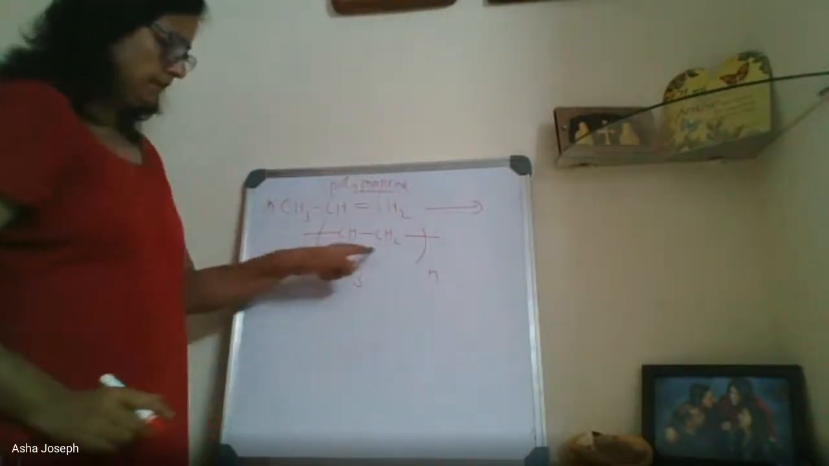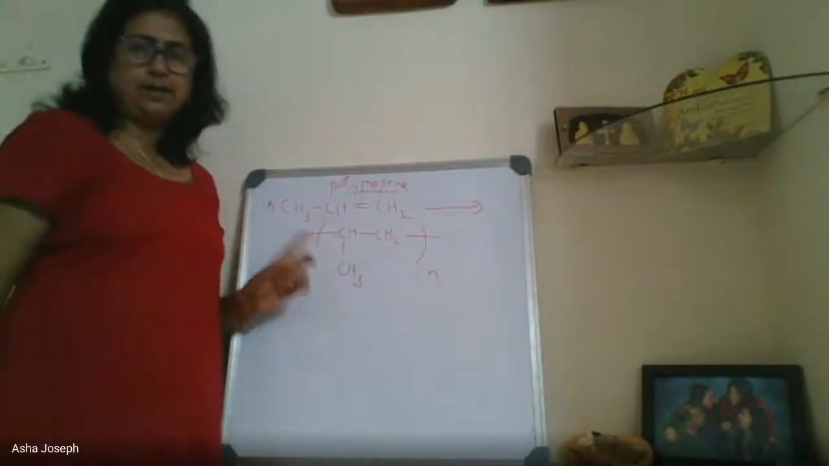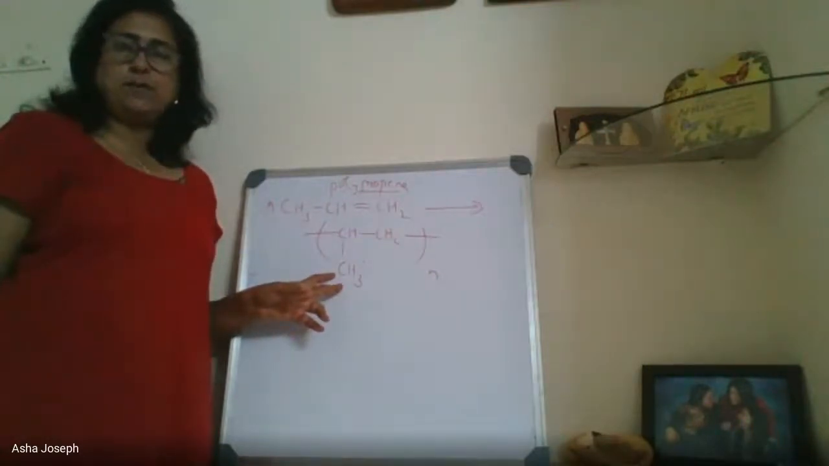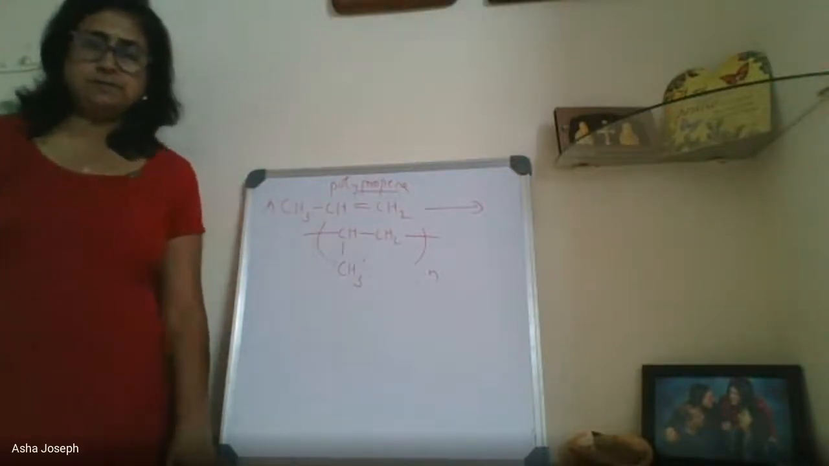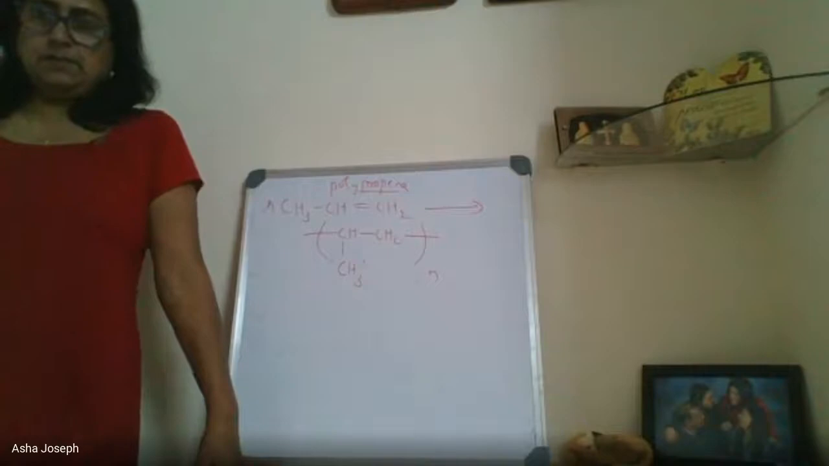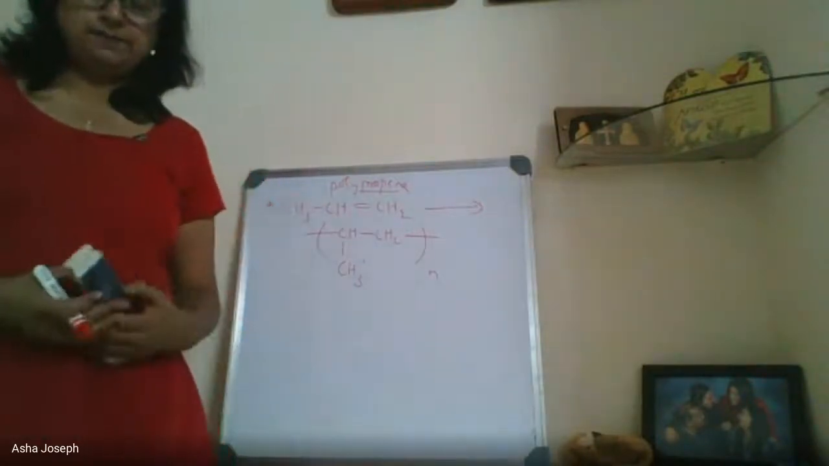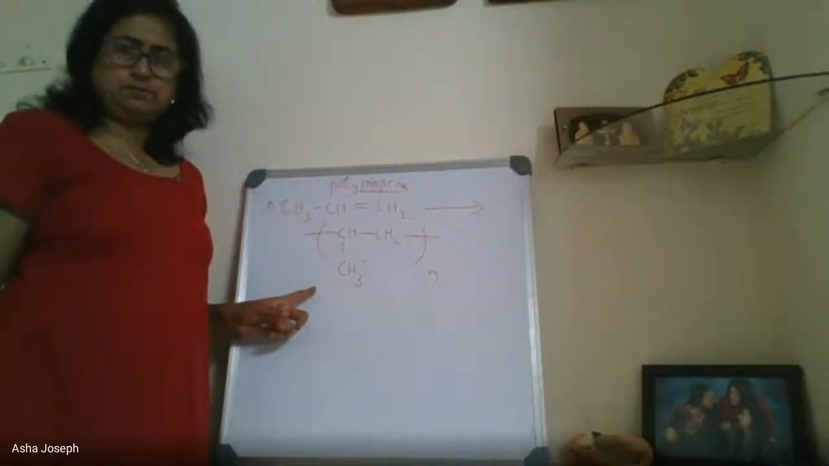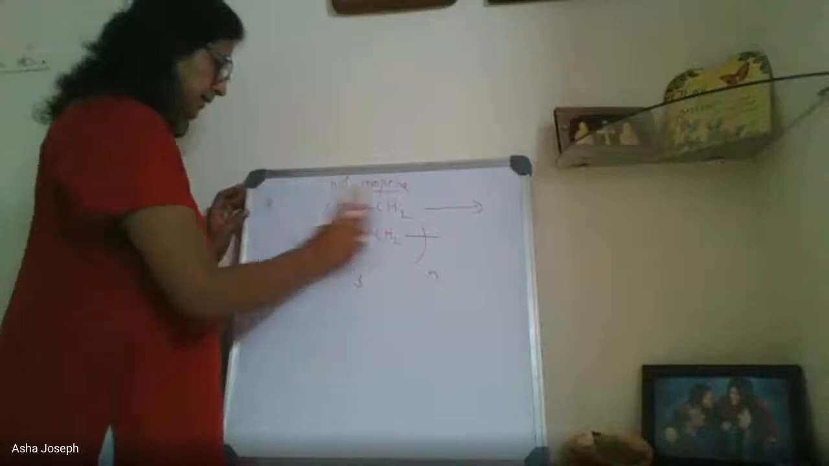So the question will be, they will give you this. You will not have any idea if you don't see this. So this is polypropene. The question will ask you to write the monomer. Monomer is propene. Clear? Is it okay? Yes, ma'am. So next one, we will go to the next one. Any doubt on this? No, ma'am. Okay. So the next one.